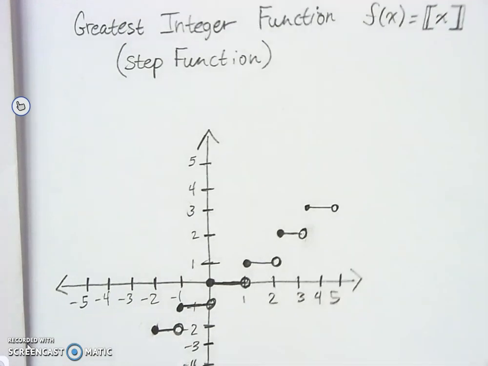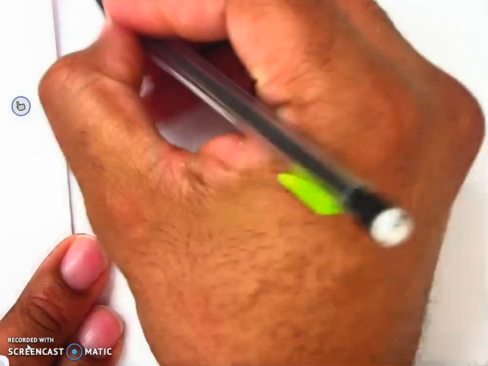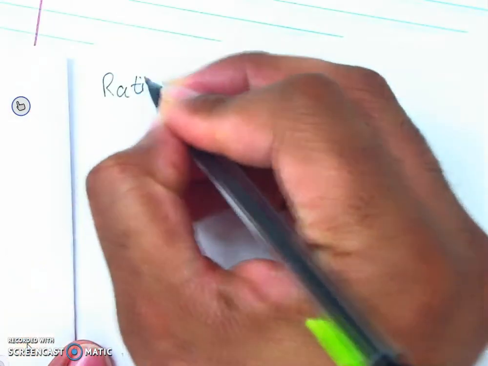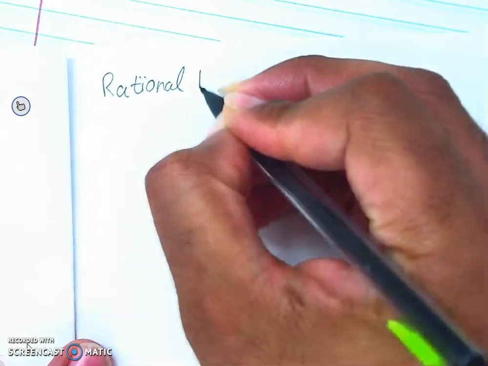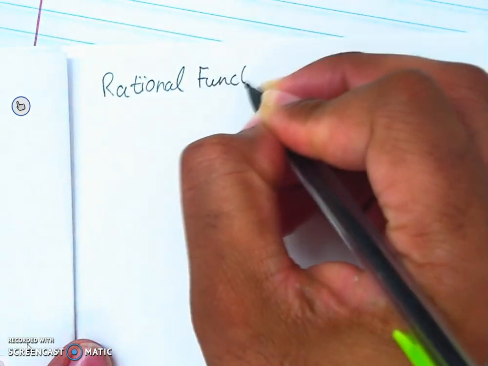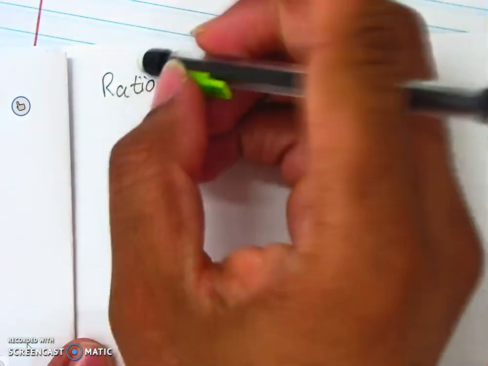All right, so we have one more, and we're going to do this on this paper here. And actually, this one's going to be even quicker. This one's called our rational function.